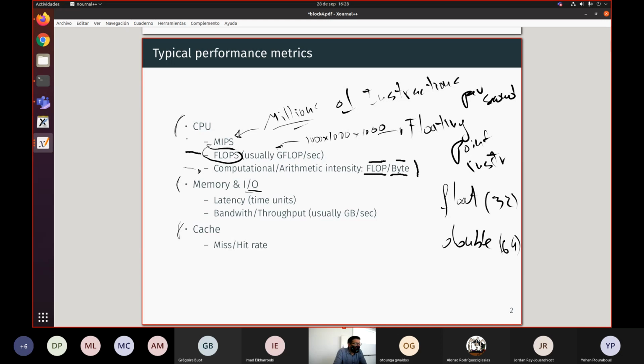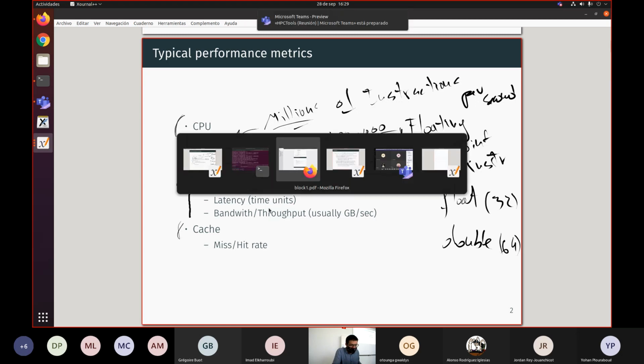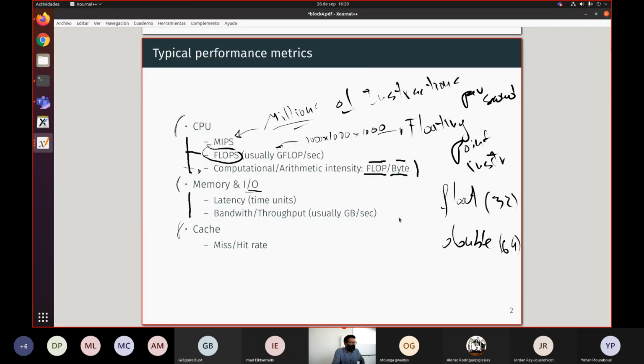Okay, so these three are metrics that give us an idea about how good the performance is in our CPU. Other metrics are regarding memory transfers, basically. We're accessing memory to take data to compute in the CPU. So the latency is the amount of time we need to take something from memory to the CPU, and it's just measured in time units. And the bandwidth, also known as throughput, is just the amount of bytes we can move per second. So this is a velocity. It is the velocity of our data when we are moving data from memory to CPU.